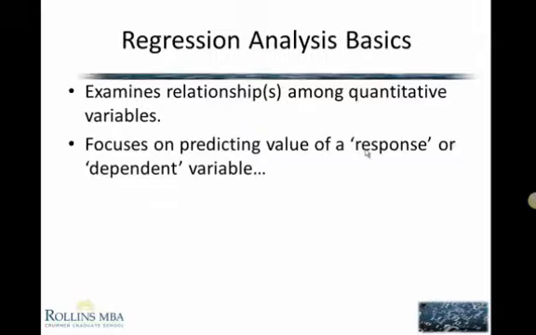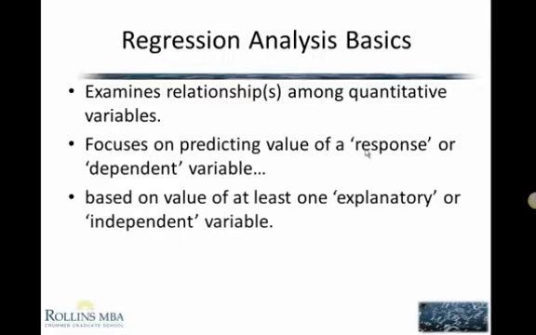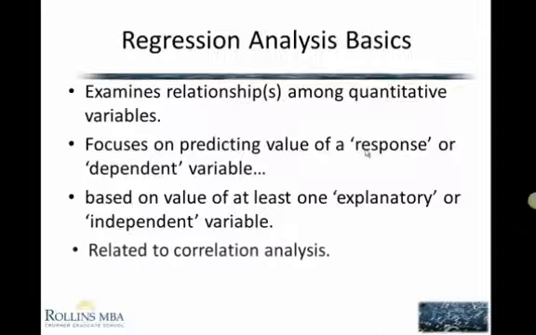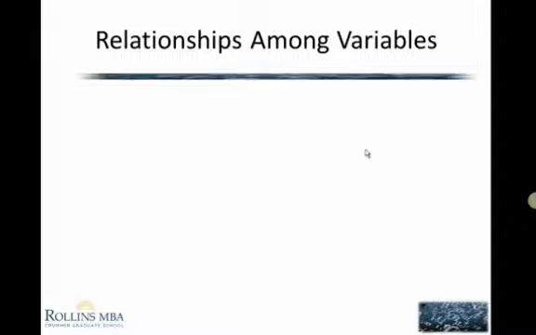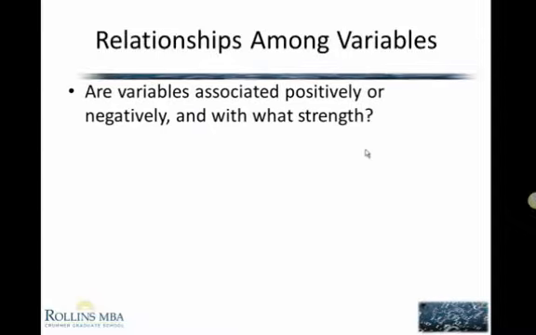And if in your mind you're picturing a scatter plot, this is the one that we would put on the y-axis. So we want to predict the value of this response or dependent variable based on the value of one or more explanatory or independent variables that would go on our x-axis. So again, it's very much related to correlation analysis. And you'll recall there we were interested in knowing about the direction of the relationship. Is it a positive or negative relationship or association?